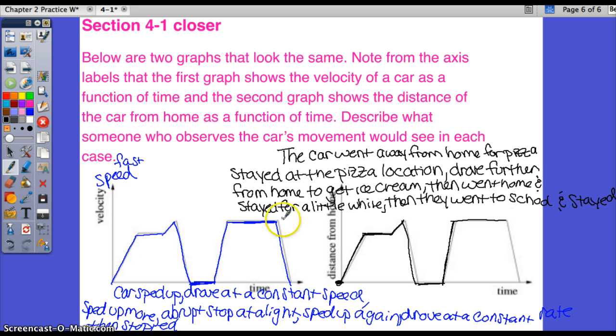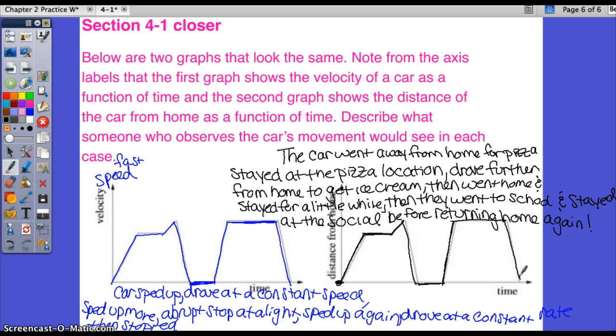Stayed. Maybe it was at the social. At the social before returning home again. Because they returned home again.